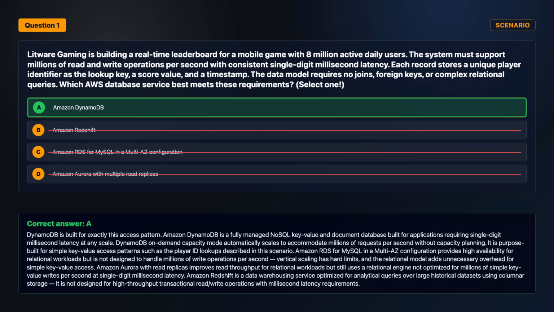Amazon Aurora with read replicas improves read throughput for relational workloads, but still uses a relational engine not optimized for millions of simple key value writes per second at single-digit millisecond latency. Amazon Redshift is a data warehousing service optimized for analytical queries over large historical datasets using columnar storage. It is not designed for high-throughput transactional read/write operations with millisecond latency requirements.